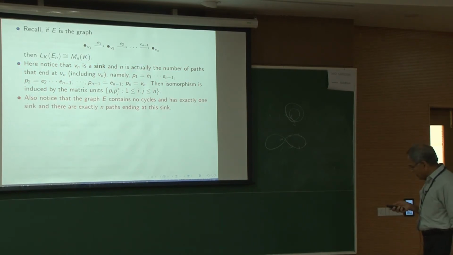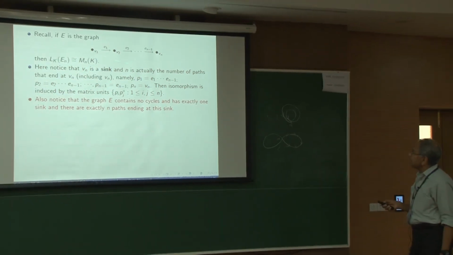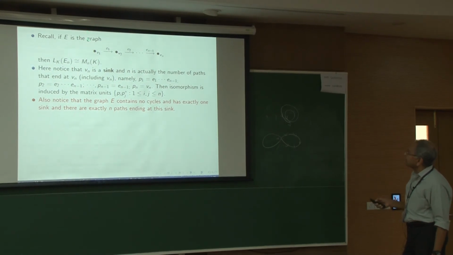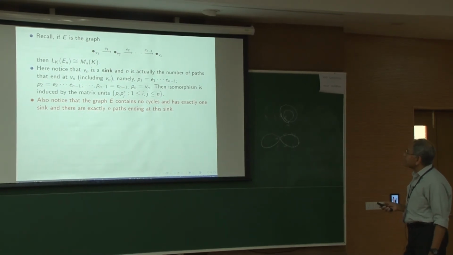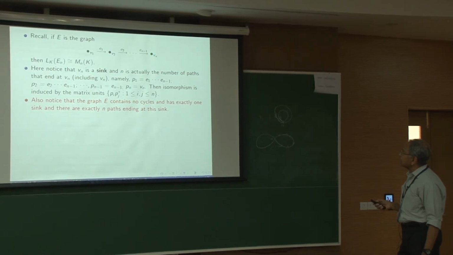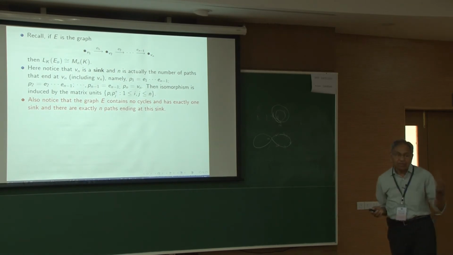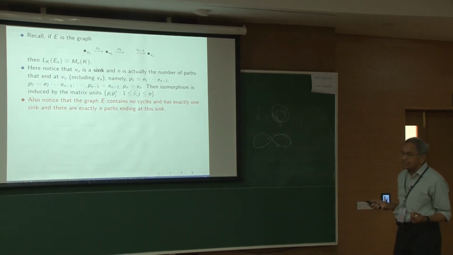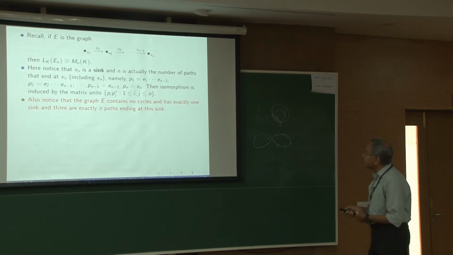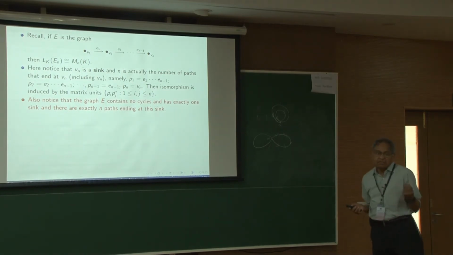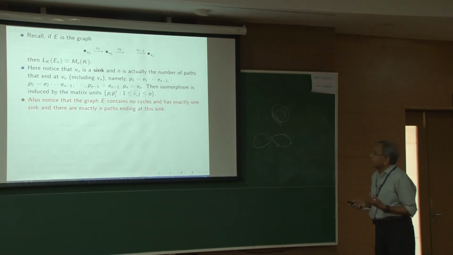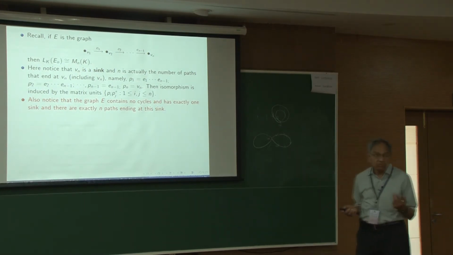We also want you to recognize that this graph has no cycle, so there is nothing coming back in here. And further, it has exactly, or slowly brainwash you into these terms, exactly one sink. So there is one sink, there are no cycles, and there are exactly n paths that end at that sink here. These are the characteristics of manufacturing a matrix right here.